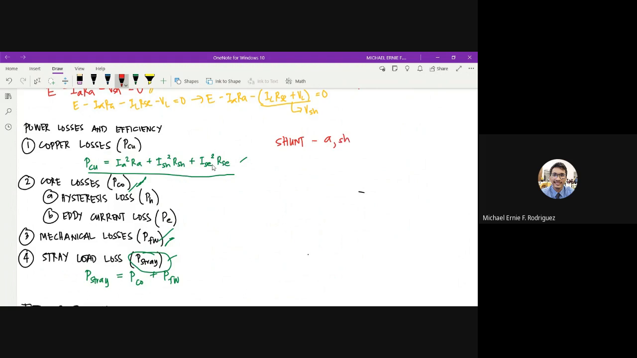Pero mamaya, may example tayo na tatlo yan meron. Kasi kapag compound generator, meron kang armature, shunt, tsaka series. Tatlo na to. Okay? Kapag series naman, yung meron lang dyan yung armature tsaka yung sa series. Okay? Ganyan siya.